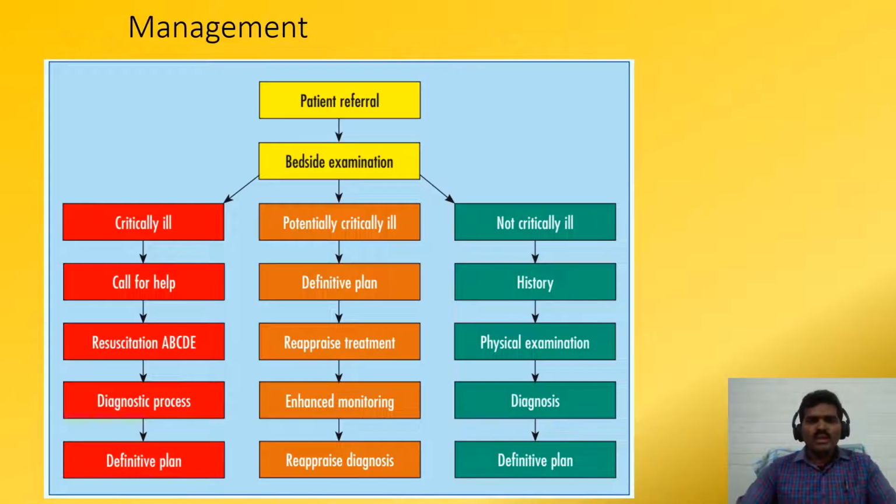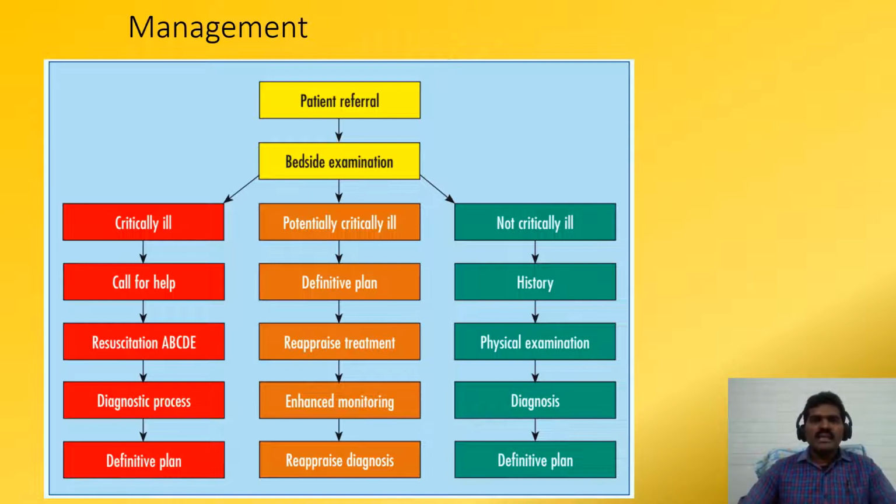So how are you going to manage these patients? The patient has been referred to you. You did a bedside examination and decided whether the patient is critically ill, potentially critically ill, or non-critically ill. If the patient is critically ill, call for help, and have appropriate resources and an appropriate team to deal with the patient. Resuscitation using the ABCD approach, diagnostic process, and a definitive management plan. Most of the time, these patients will be admitted to ICUs in the hospitals.